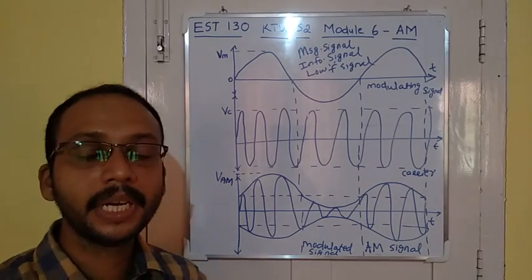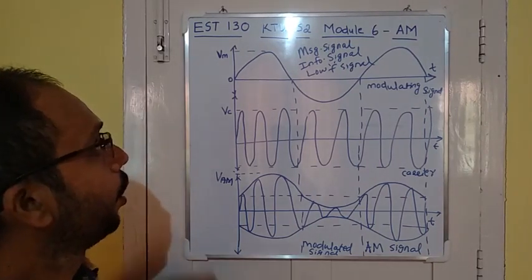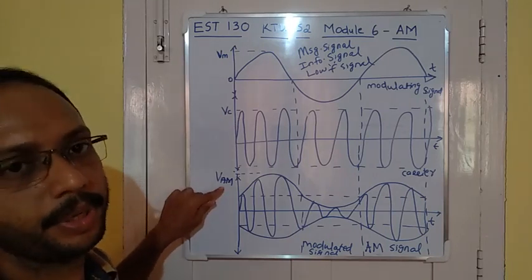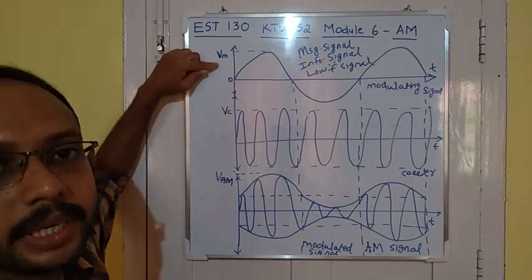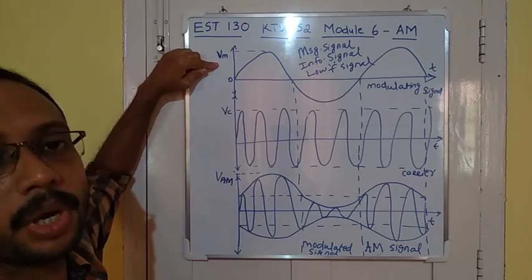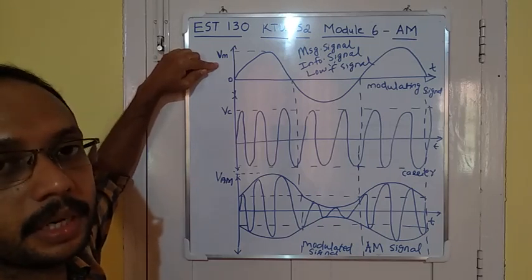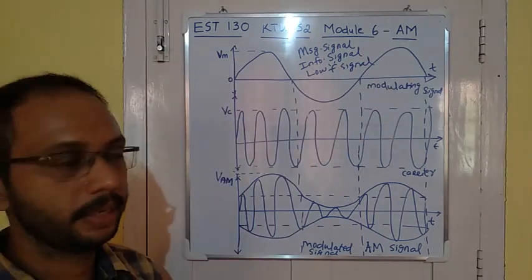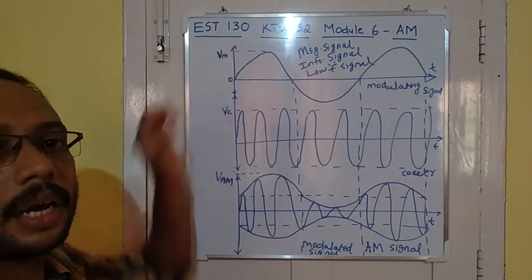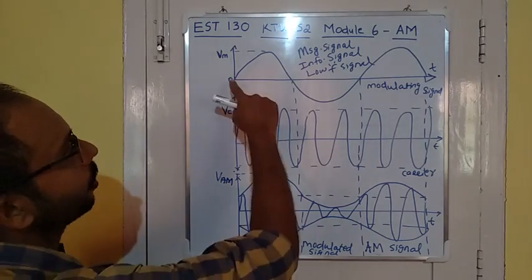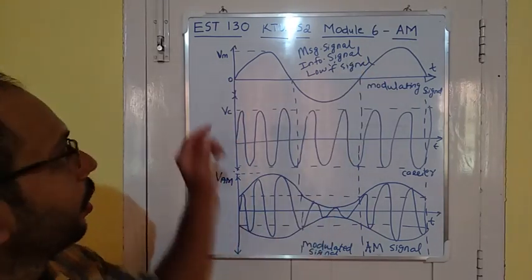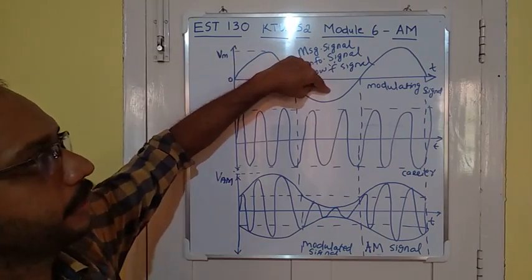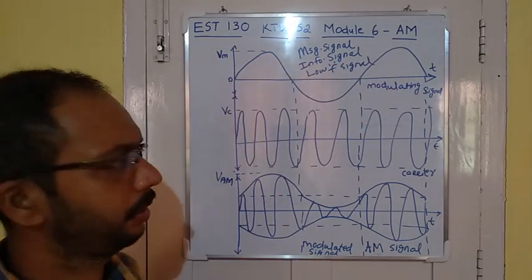Let's see the graphical representation of the modulating wave, carrier wave and the AM wave. So this is the modulating wave. The modulating wave is the information signal, or low frequency signal, or the modulating signal. This is represented like this: positive half cycle, negative half cycle, again one more positive half cycle.